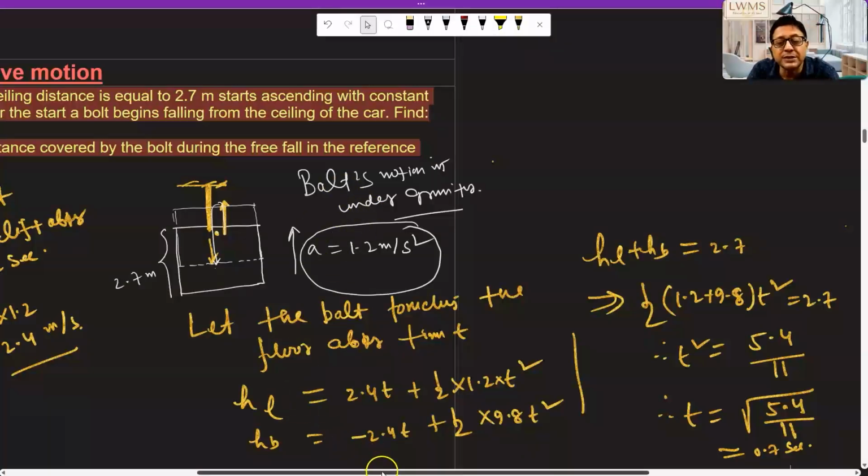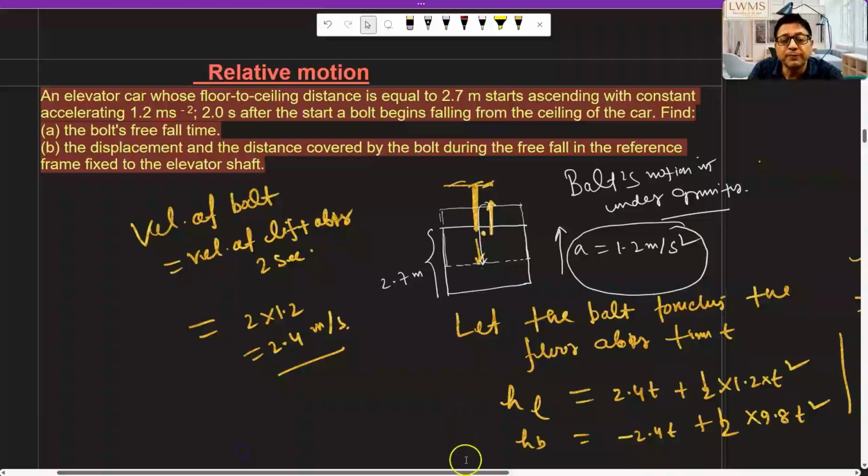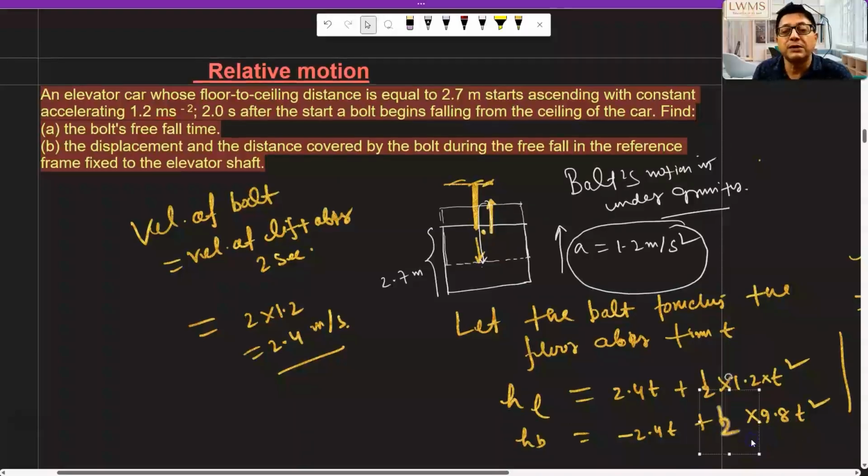But the question is not time of flight. The question is the bolt's total free fall time. Yes, that is 0.7. You got the first part. Now the displacement and distance covered by the bolt. The displacement of the bolt we found here, HB equal to this thing, you substitute 0.7. There it is done. But what is distance? It has gone some height in this manner and then it has come back. That is not taken into consideration for displacement.